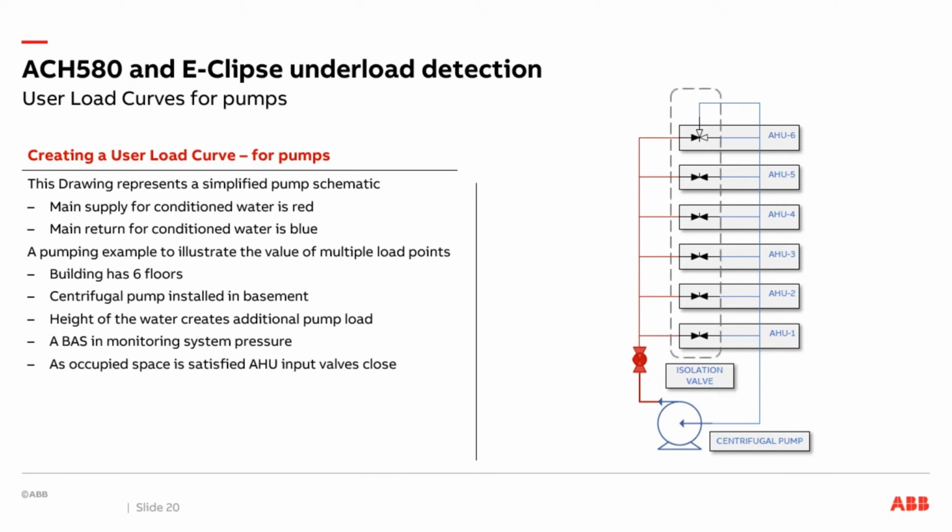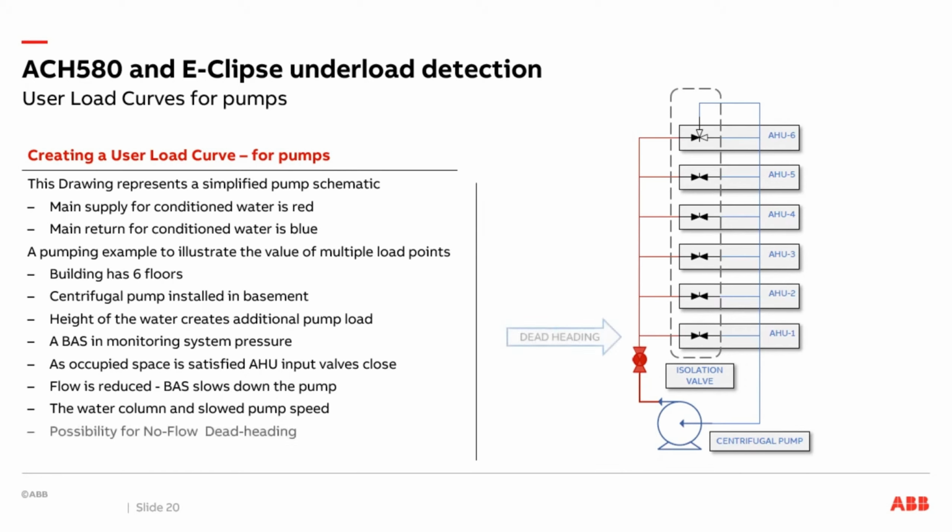Flow of conditioned water is reduced, and building automation responds by reducing the pump speed. Well, at some point on that speed curve, there is a potential for no flow. Without water flowing through the air handling units, the weight of the water column and the slow speed means that the pump may not be able to generate flow, and that means the pump is deadheaded.